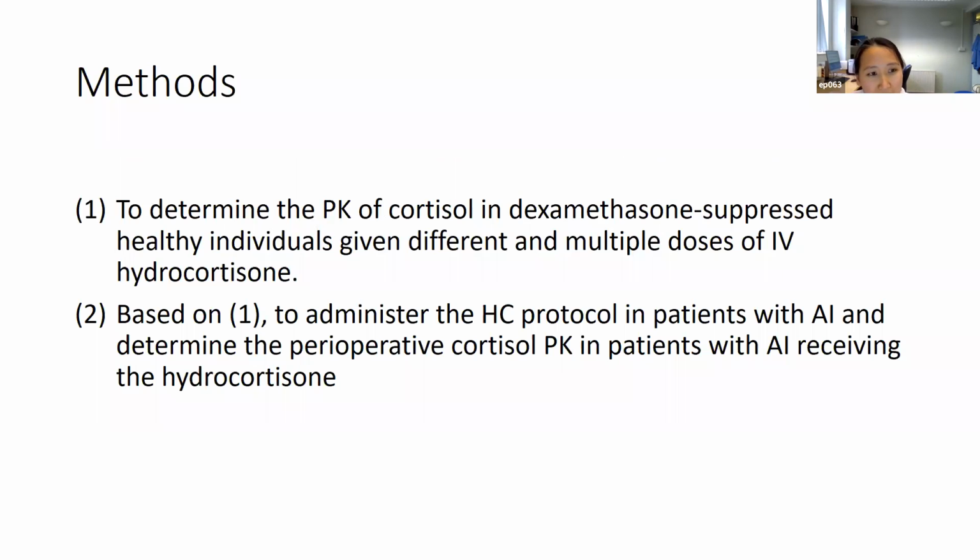So what do they do? The first thing they do is that they want to know the pharmacokinetics of cortisol. And what they do is that they gave healthy people high-dose dexamethasone, they suppress them, and they give them a dose of hydrocortisone, and they want to see what's the normal pharmacokinetic response. And based on that, they use that protocol in adrenal insufficient patients to see whether this patient receiving this different dosing, would they have cardiovascular collapse or any adverse effects.